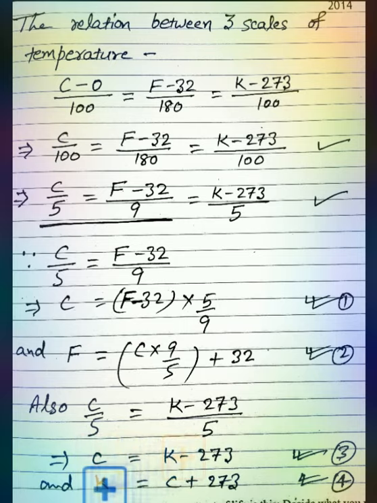Also, if we take the relation between the Celsius and Kelvin scales, the 5 cancels, and C is equal to K minus 273. See, students, this relation comes from C by 5 equal to K minus 273 by 5. So here we take these two and we get the reading in Celsius is equal to the reading in Kelvin minus 273, and if you have to find the reading in Kelvin, then it is the reading in Celsius plus 273.